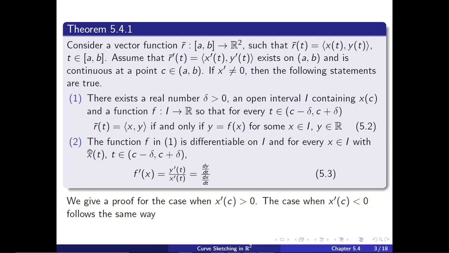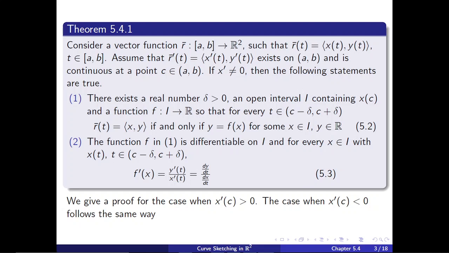And then the second point is the function f in 1 is differentiable on I, and for every x in I with x(t) in the neighborhood of c, f'(x) is just going to be equal to y'(t) over x'(t), which is equal to dy/dt over dx/dt.